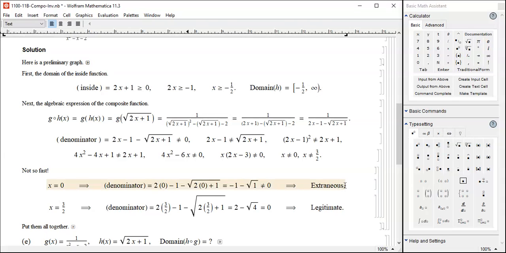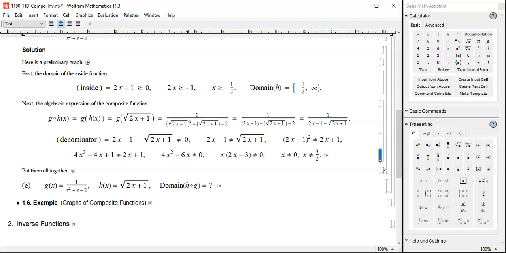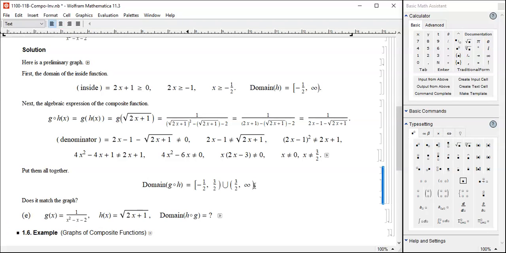Plug in x equal to 0, it turns out the denominator is not 0. So that's extraneous. Plug in x equal to 3/2, the denominator is indeed 0, so that's a legitimate solution. So this one is unnecessary. This one is necessary. So from here, I had to take 3/2 out. And that's the domain.